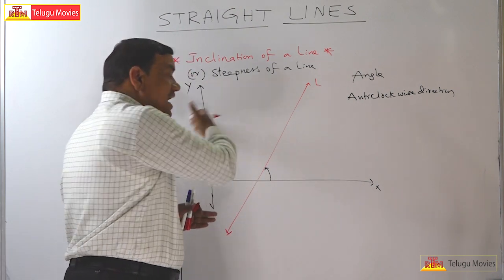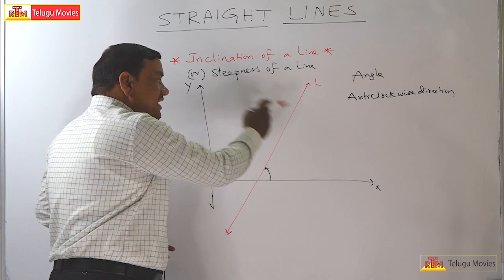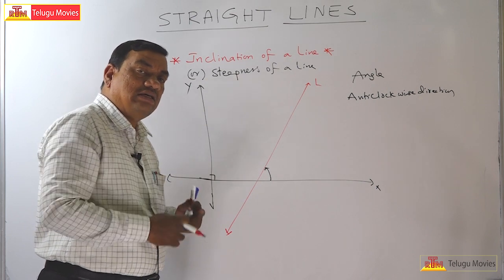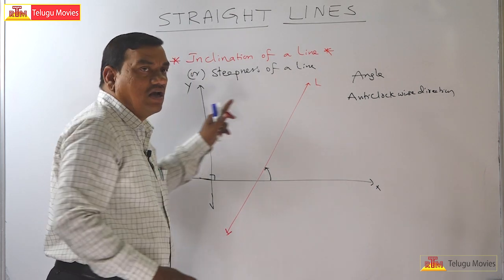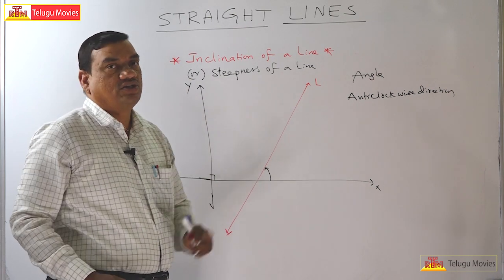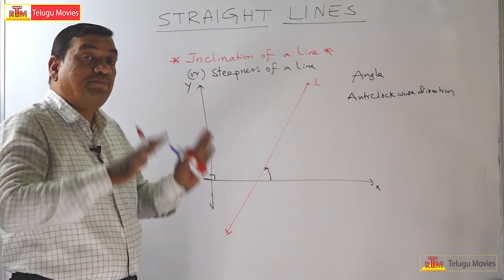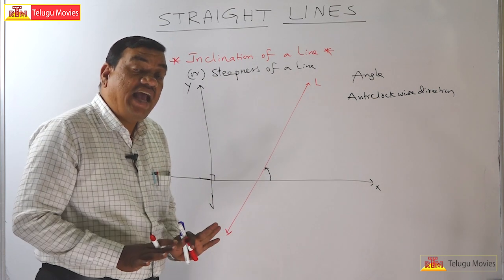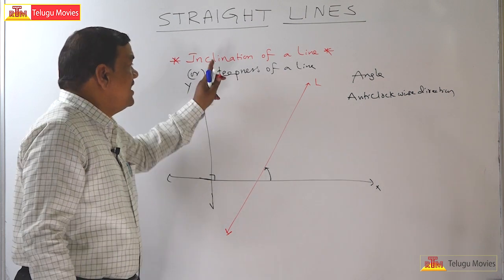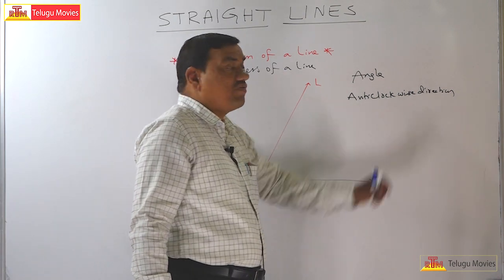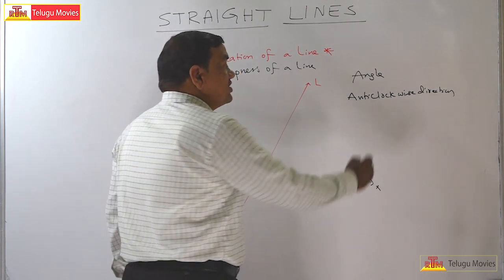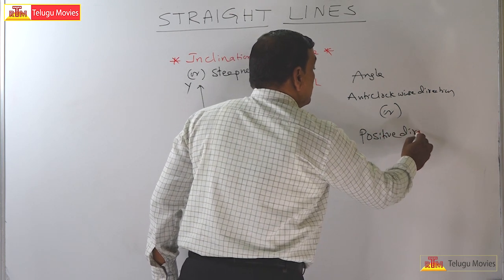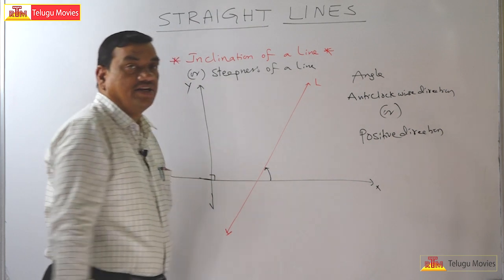See here, this is called anti-clockwise direction. You know what is clockwise? Universally all clocks run in the same direction. So this is the clockwise direction, and this is called the anti-clockwise direction. Universally it was accepted that the angle made by the line with the x-axis in the anti-clockwise direction is called the inclination of the line. This anti-clockwise direction is also known as the positive direction.